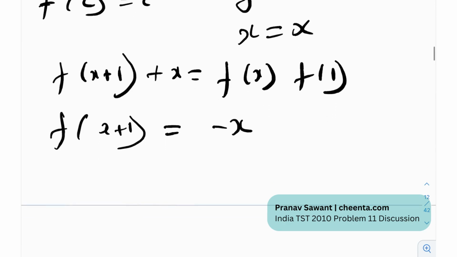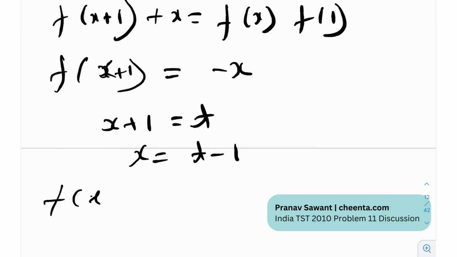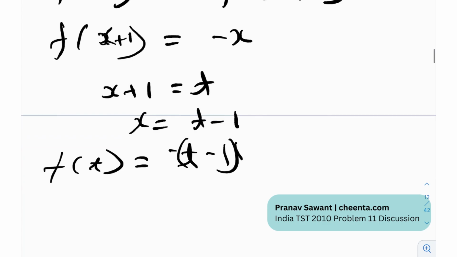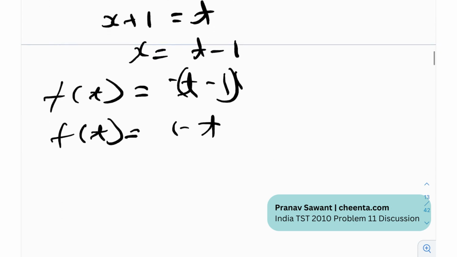Now that we've come over here, it's really easy to find the value of f of x. This is just standard. If you put x plus 1 is equal to t, x becomes t minus 1. So f of t would be minus of t minus 1, so f of t would be essentially 1 minus t. Some people also call this Euler substitution. Okay, so f of x is 1 minus x.